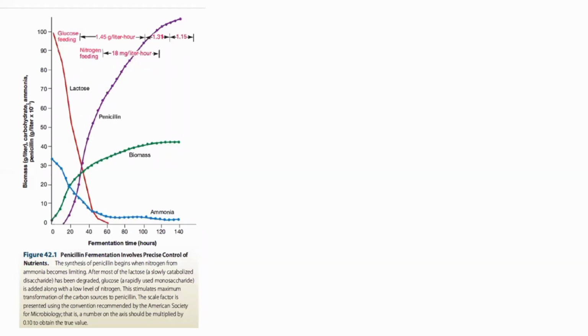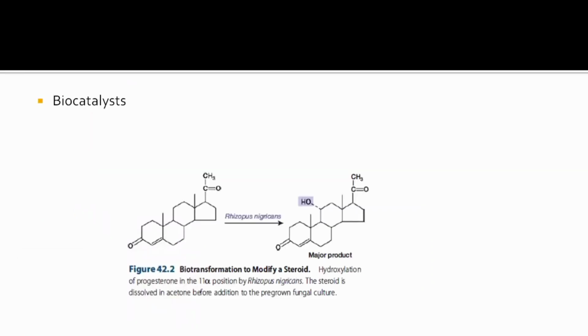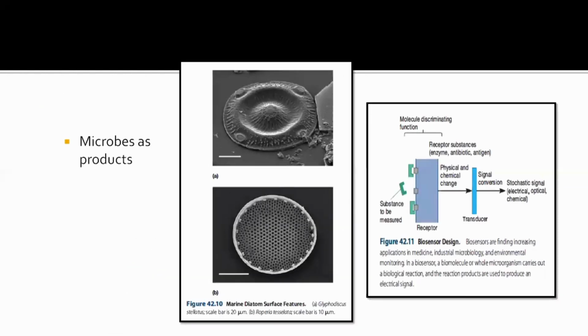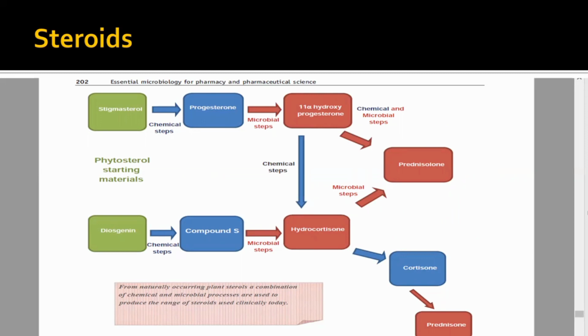In the production of antibiotics, such as penicillin, fermentation process is involved to control precisely the nutrients. And on biocatalyst, the transformation or biotransformation by the help of microorganisms, biotransformation to modify a steroid is possible. Microbes are products of fermentation. Commercially, also the microbes are important, for instance, in the marine biosensor design. Let's look at the production of steroids today.